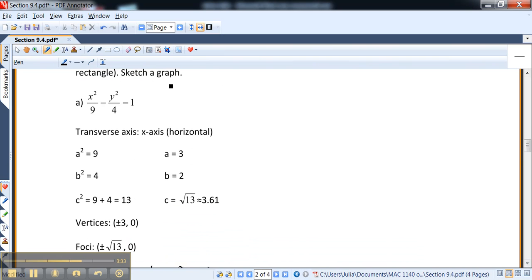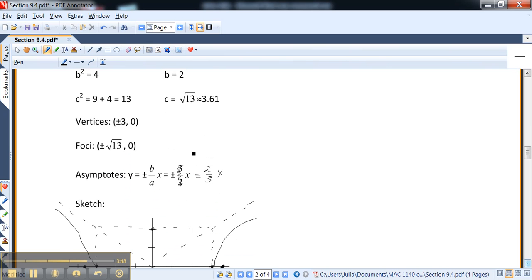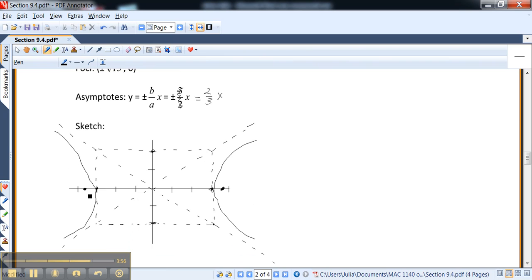So here's an example of a horizontal hyperbola. Again, we find a and b. That's how we form the rectangle. And the c helps us with the foci. And because it's a horizontal one, we have vertices and foci both on the x-axis. And so we get our rectangle. The a and negative a were 3 and negative 3. b was 2 and negative 2.